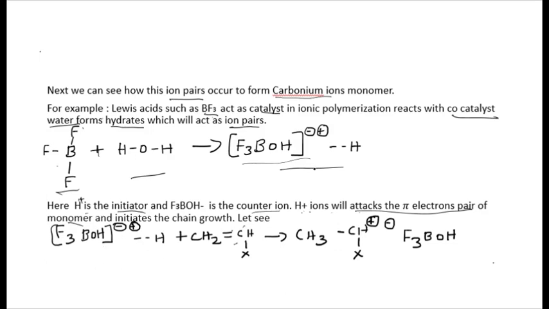Let's see. This is a hydrate. When this hydrate reacts with this monomer, the pi electrons in the double bond will be attracted towards the proton and its positive charge goes to the farther end of the monomer like this. So the pi electrons are moving opposite to the direction of the chain growth. That is, these pi electrons are moving towards here and the chain growth is increasing. So the pi electrons are moving opposite to the direction of the chain growth, and the chain growth is going along with the counter ion.